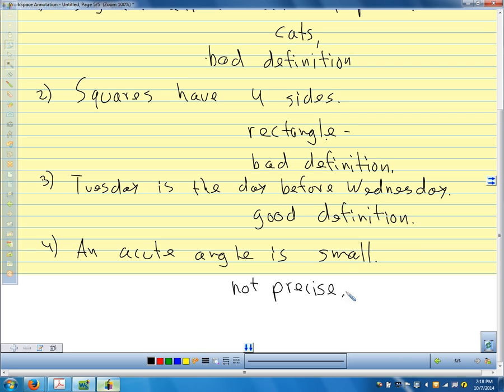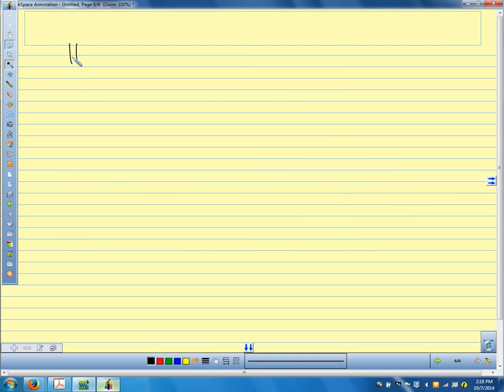All right. Questions on reversible? Questions on definition? Okay. Our homework, page 101. We're finally in the 100s.